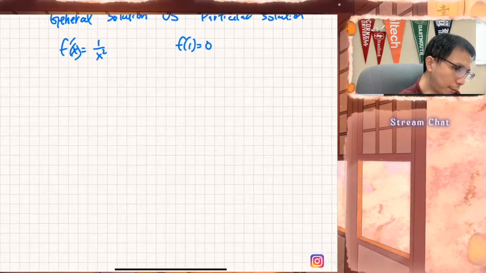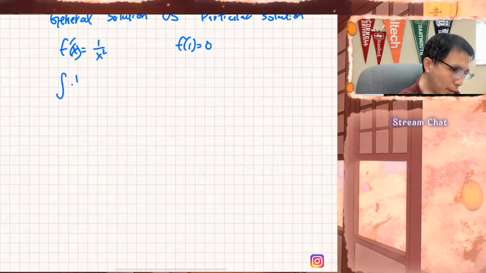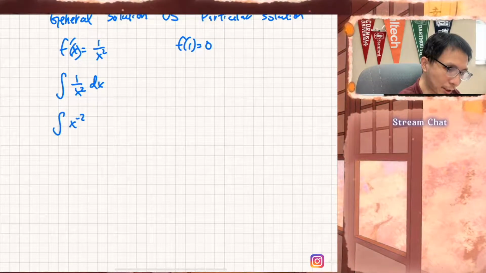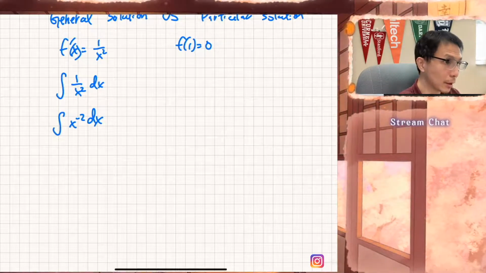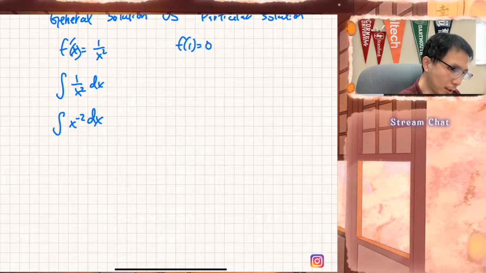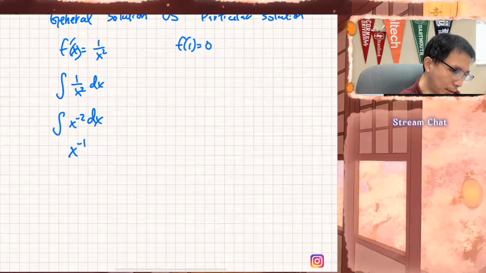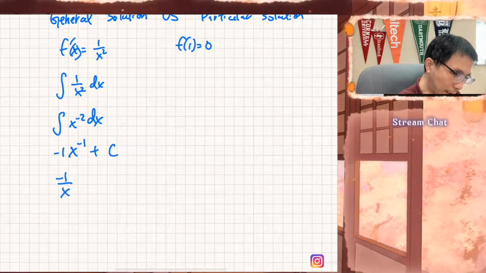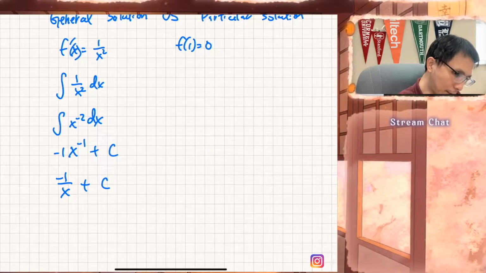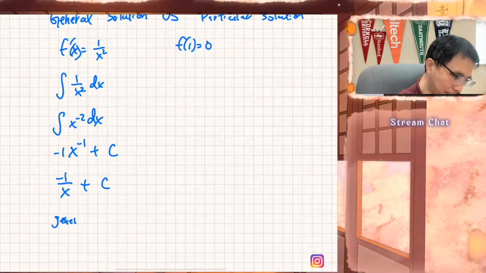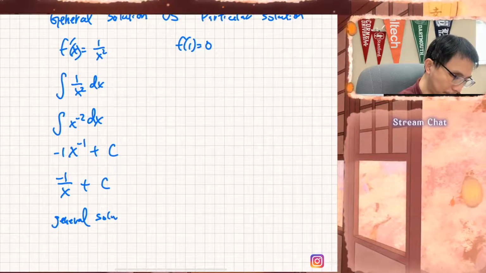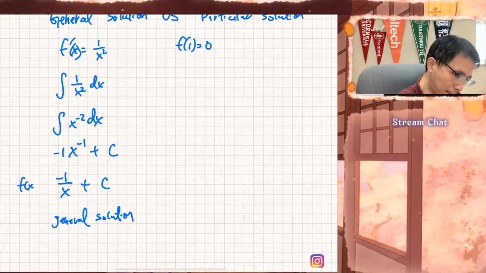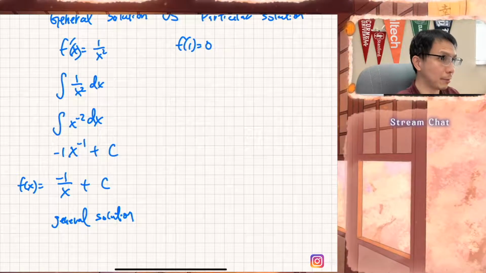So if you just take the integral of 1 over x squared dx, you're going to get x to the negative 2 dx. I'm going to integrate this, so it'll be x to the negative 1 over negative 1 plus c. So negative 1 over x plus c. So that is the general solution, and that's f of x. And we already know how to do that.